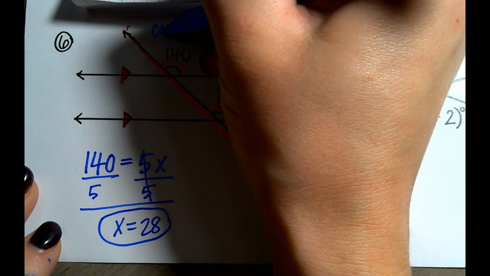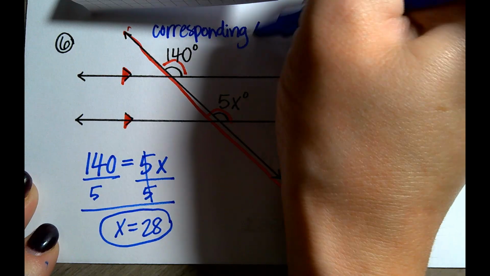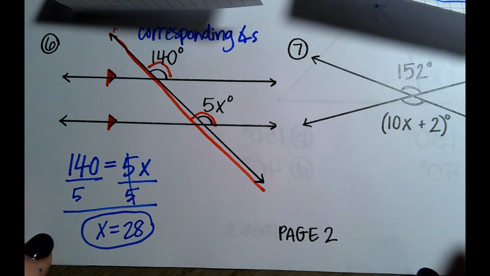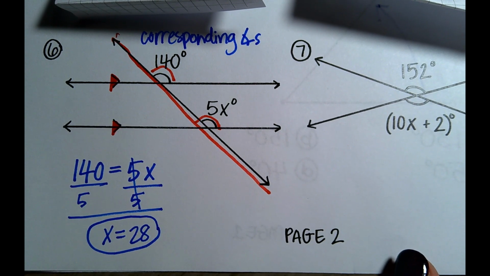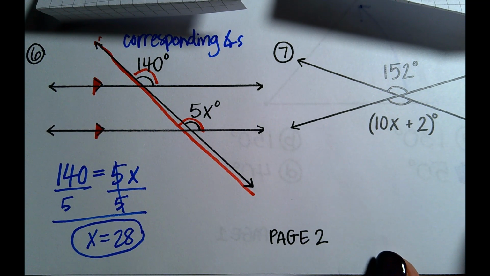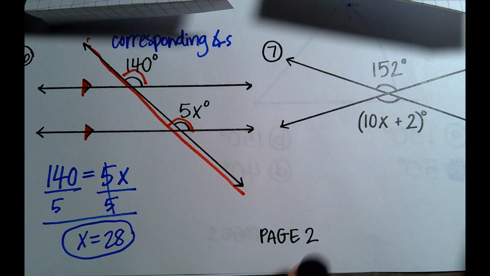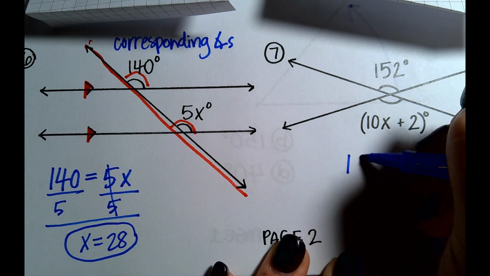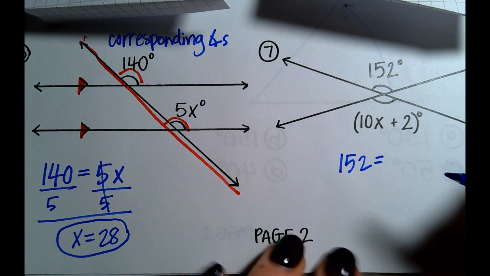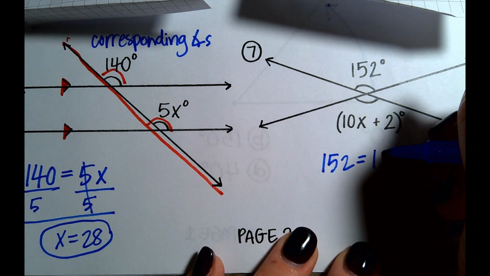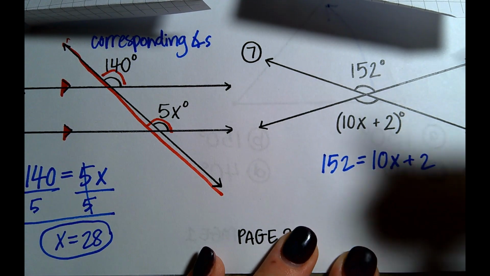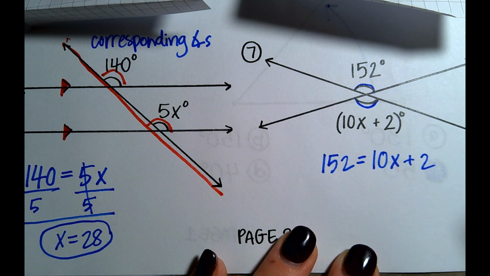Not bad notes, right? These are corresponding angles. Okay, and number 7. How would I set this one up? 152 is equal to 10x plus 2. Perfect. These angles are also equal to each other. 152 is equal to 10x plus 2. We can tell because of the equal number of arcs.